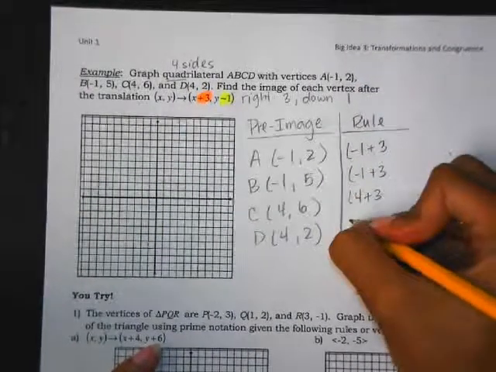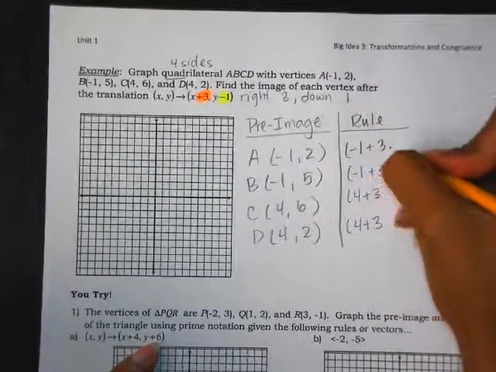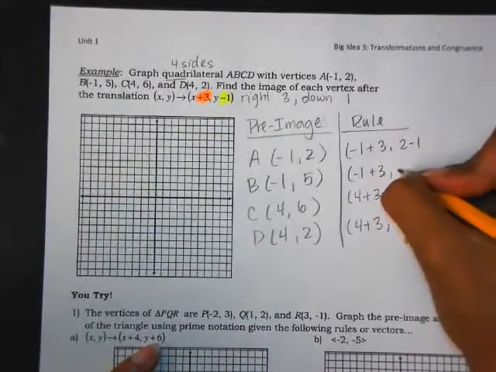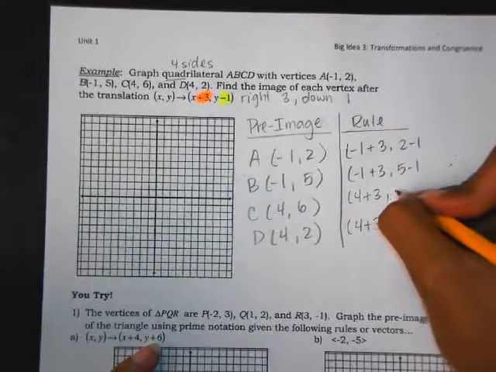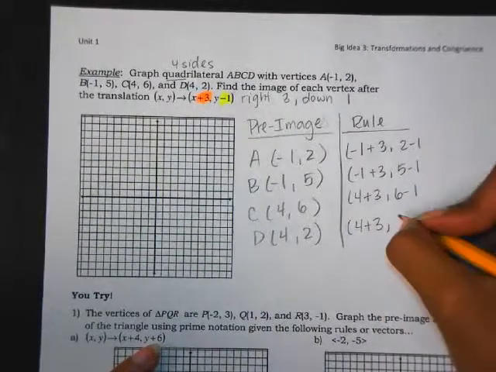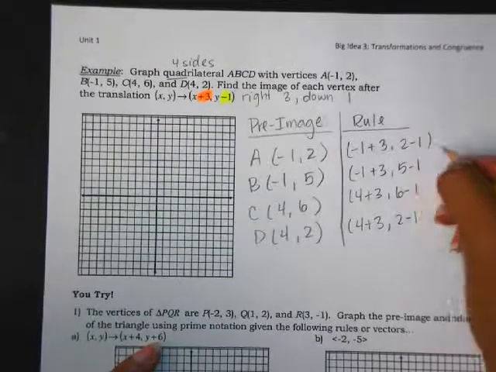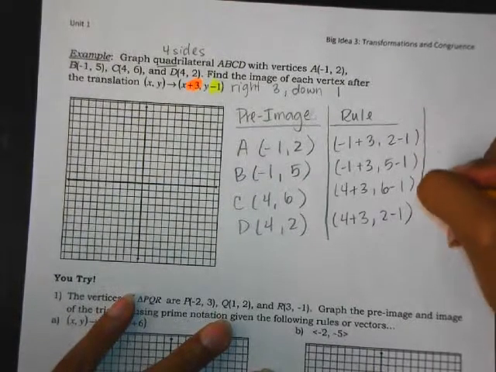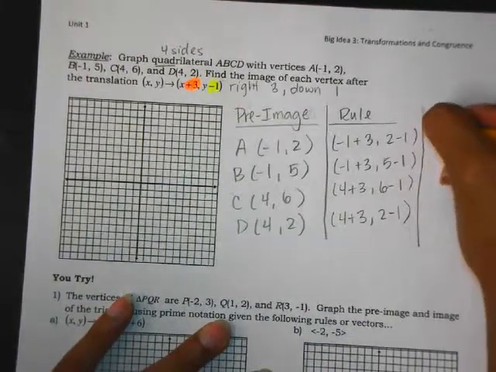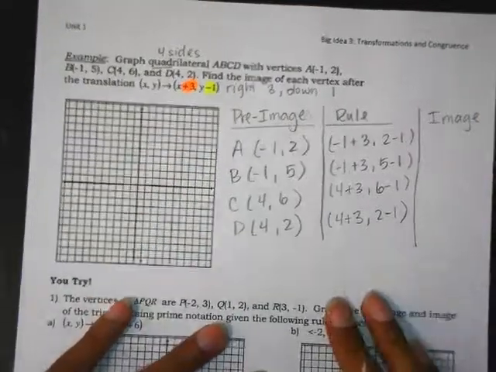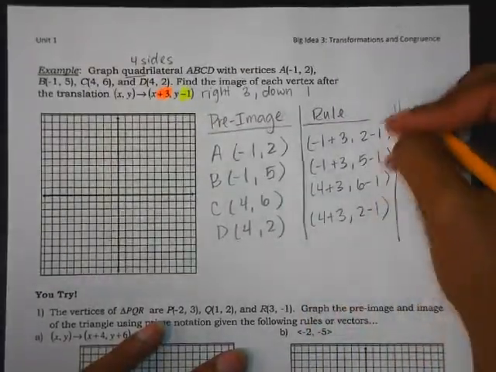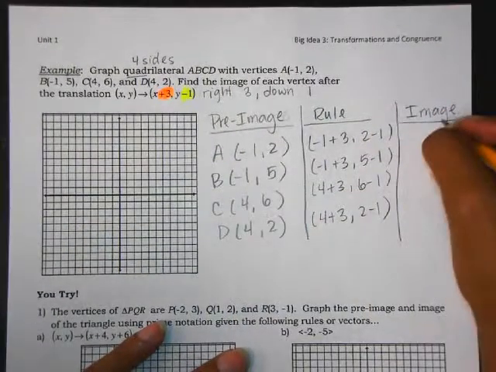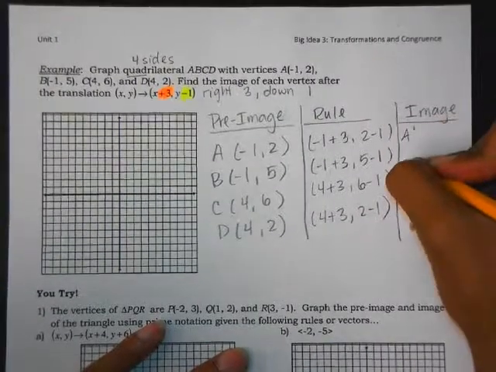And then we're going to subtract 1 from each y. So 2 - 1, 5 - 1, 6 - 1, and 2 - 1. Once we apply the rule, we are going to get our image, or the coordinates for our image. Now, when we apply the rule, we want to make sure that we know that we're going from A to A prime. So we're going to label the new points as A prime, B prime, C prime, and D prime.